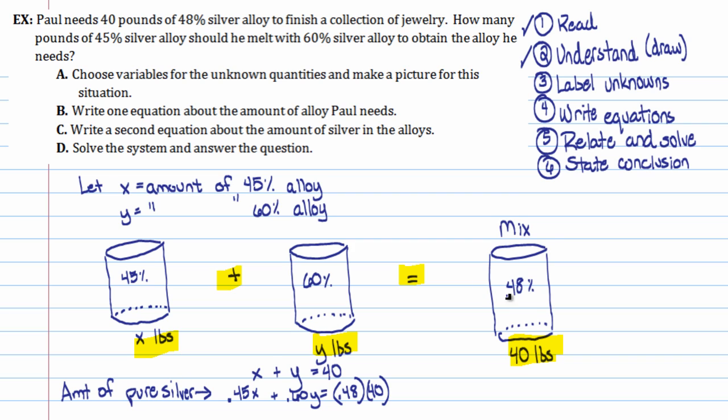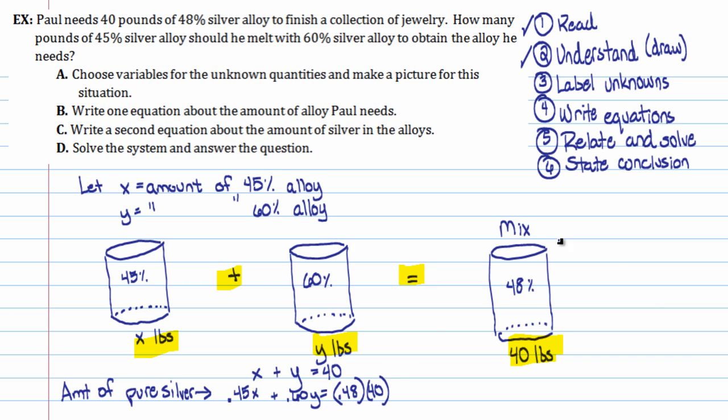If we want 48% of this 40 pounds to be pure silver, well, you could find out the amount of pure silver by just taking 48% of 40, and that'll tell you have roughly about 20 pounds of pure silver there. So if I'm going to mix these two things up and throw them in there, they better have roughly about 20 pounds of silver in there. So I need to know that 45% of this first canister plus 60% of the second canister will sum up to that 20 pounds of pure silver.